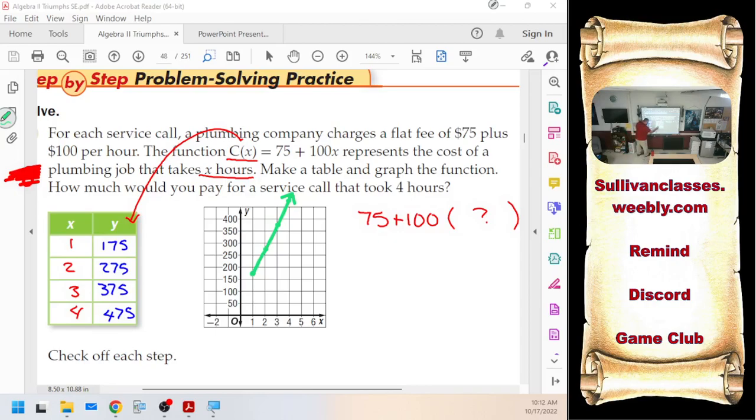So I will run this back to 75 like this. Does it make sense to go negative? Could it have taken negative 1 hours to fix something? I went back in time. No, doesn't make sense. Okay, and now, how much would a service call that took 4 hours? Well, that was a part of our table anyway, 475. Okay, so we were just about there.